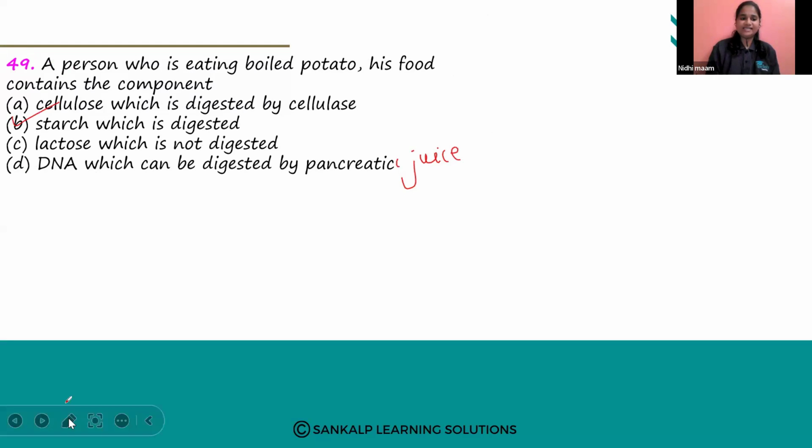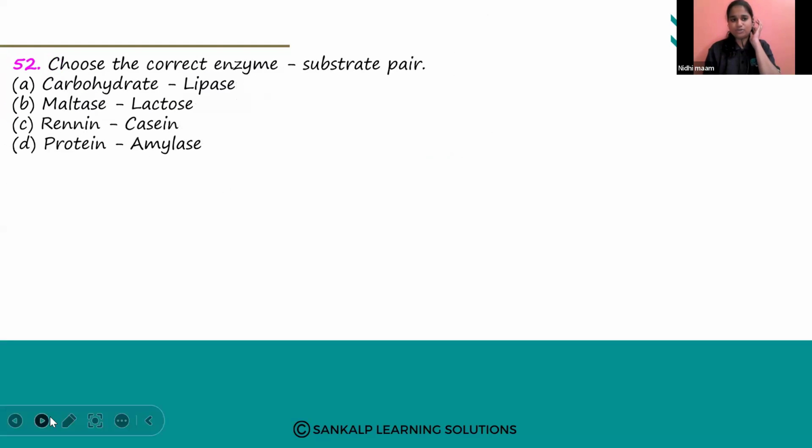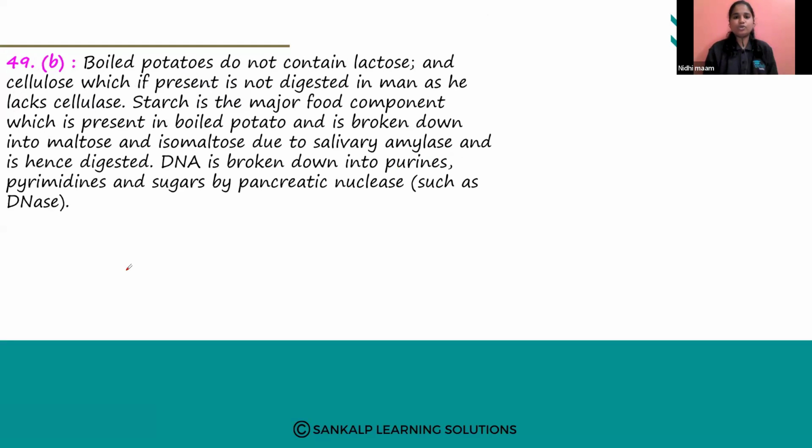Starch is digested. As we know, potato is a source of starch. Okay? So potato is a source of starch. Lactose is not present in it. And cellulose, if present, is not digested in man, because we do not have cellulase enzyme. So starch is the major food component present in a boiled potato. Starch will be broken down into maltose and isomaltose due to salivary amylase enzyme. DNA is broken down into purines, pyrimidines and sugars by pancreatic nuclease. So here the right answer is starch.